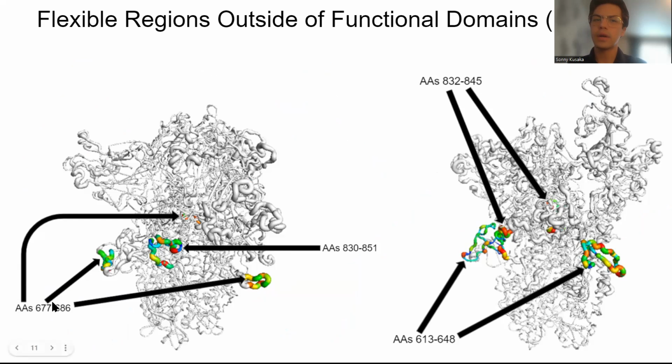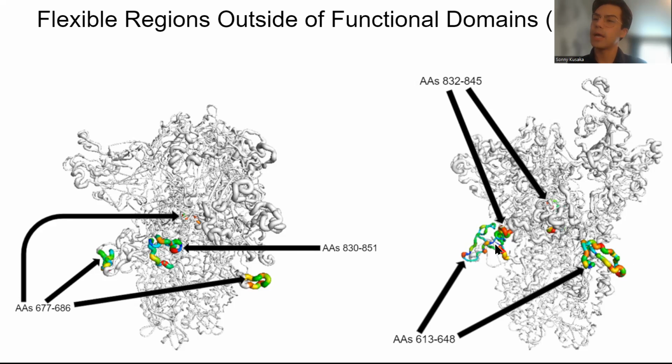And I've labeled them right here. These AA stands for amino acids, and it's just this sequence right here that shows high levels of flexibility. These are all generally loop structures, and they're on the exterior surface of the protein. So it's not surprising that these are flexible. But whether or not these are important for the functionality of the protein, I don't know.